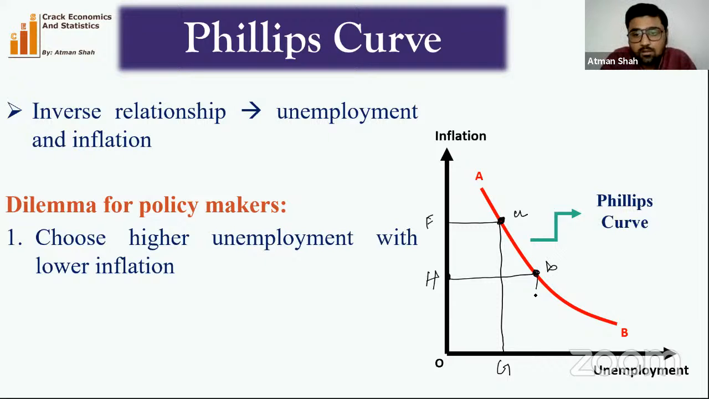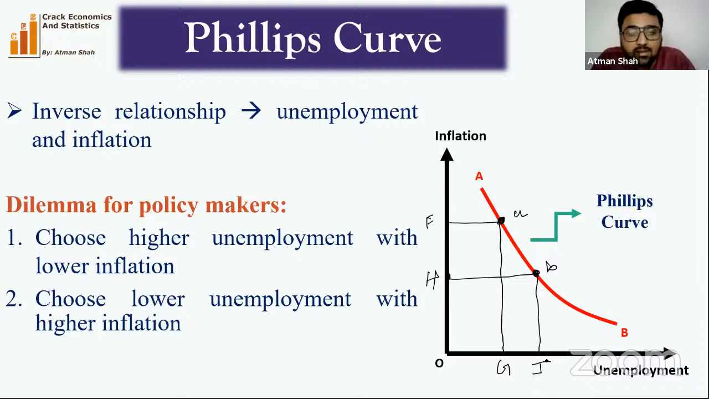Point B. So the unemployment rate increases from OG to OJ, which means that if the policymaker wants to reduce the inflation, he has to pay the price of higher unemployment. Similarly, if the policymaker wants to reduce the unemployment, suppose the policymaker reduces the unemployment from OJ to OG. So in that case, the inflation rate increases from OH to OF.